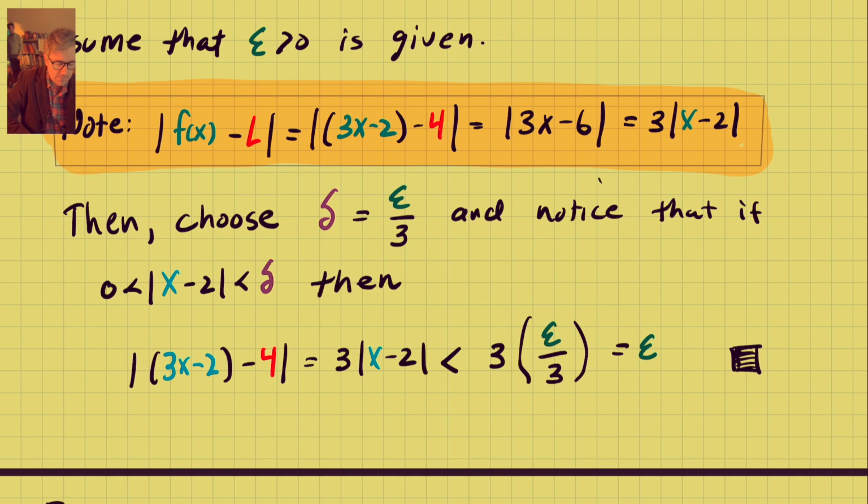So notice that if 0 is less than |x minus 2|, which is less than delta, namely if x is within delta of 2, then |f(x) minus L| is equal to |3x minus 2 minus 4|, which we just saw is 3 times the absolute value of x minus 2. Then this here has to be less than 3 times delta, and delta I've chosen as epsilon over 3. Right? And so again, remember this part here we assume to be less than delta. And so that means this here is less than this. And of course, 3 times epsilon over 3, the 3's cancel and I get epsilon. So the appropriate delta in this case is epsilon over 3.